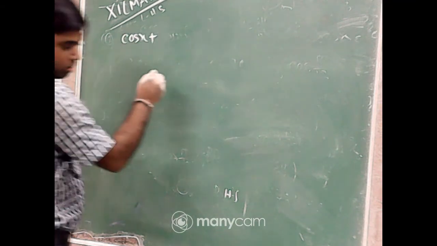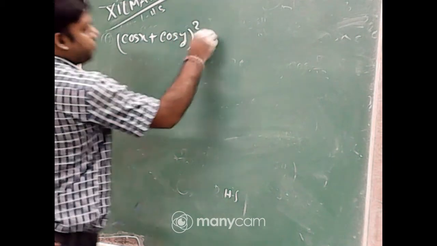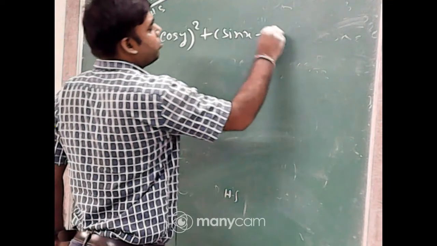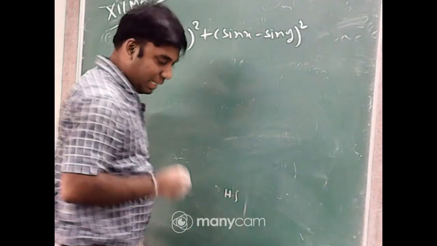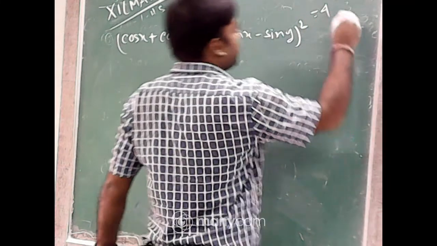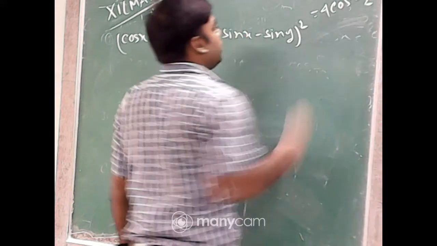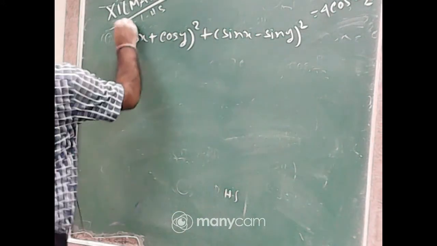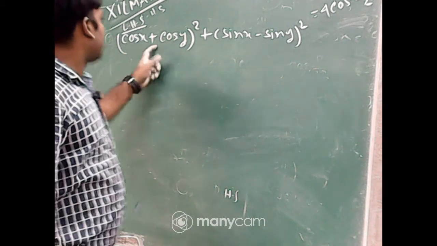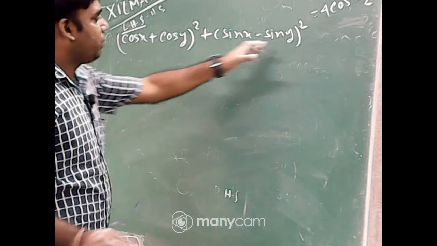Cos x plus cos y whole square plus sin x minus sin y whole square equals, we have to prove, 4 cos square of x plus y by 2. So taking the left hand side, that is cos x plus cos y whole square plus sin x minus sin y whole square, using the formula of a plus b whole square and a minus b whole square.